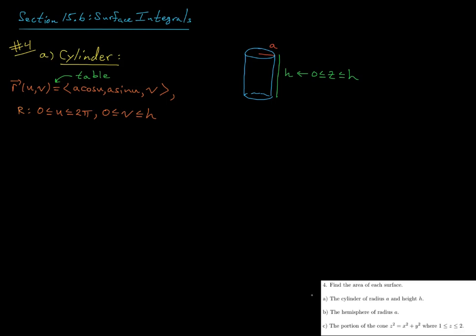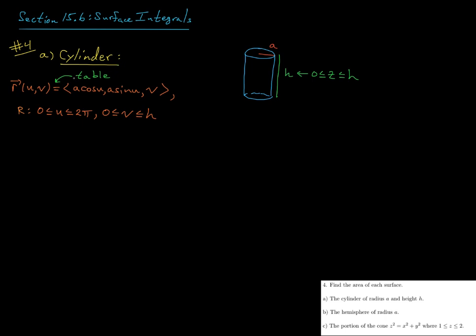All right, in this video, we're going to look at problem number 4. It says find the area of each surface, and part A is the cylinder of radius a and height h. And while we certainly don't need calculus to compute the surface area, it's nonetheless a good illustration of what we developed in the last video on surface integrals.